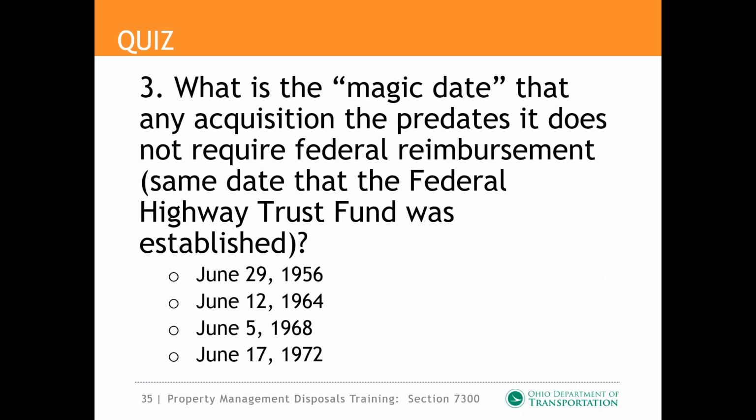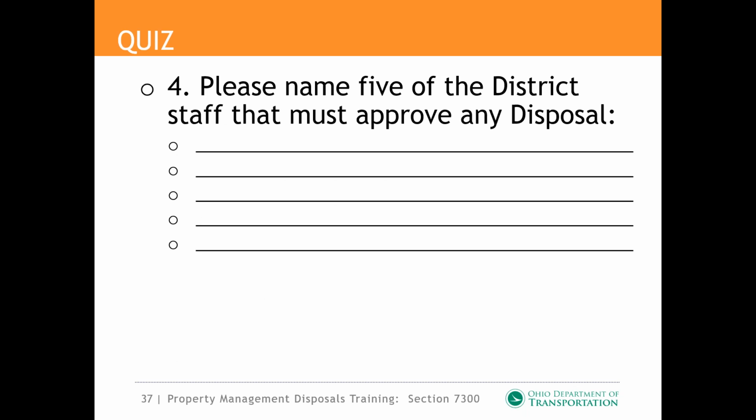What is the magic date that you do not need to get federal funding, or you don't need to check for federal reimbursement? June 29th, 1956. That's what's coming in for everybody. Man, that is correct. You guys are good.